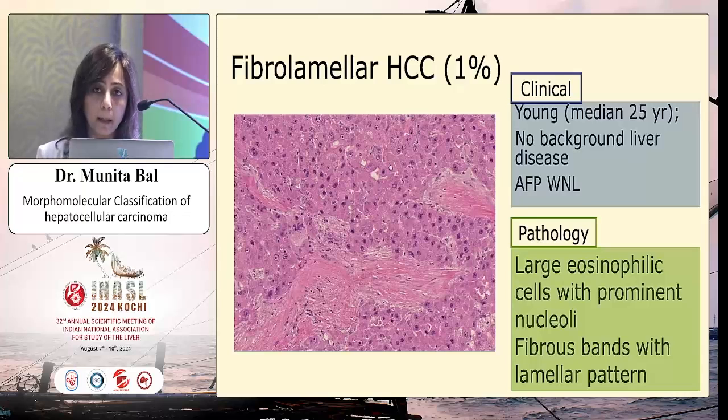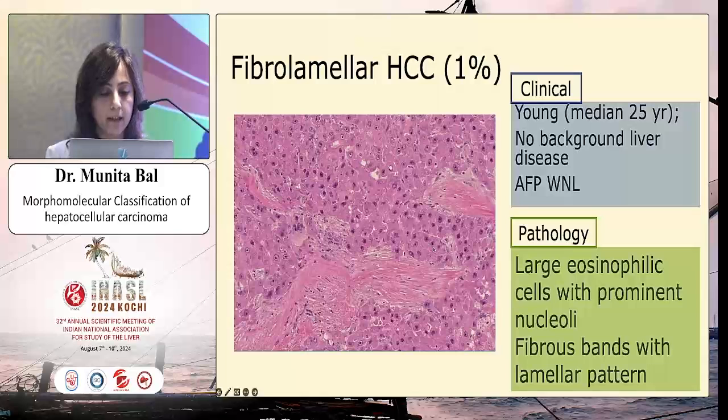So there are different subtypes, and now with the understanding of molecular biology, we have identified that these subtypes are morphologically and genetically very different from each other, and their clinical outcomes also differ. So within the same category of HCC, we have a fibrolamellar hepatocellular carcinoma, which we can morphologically recognize by the presence of large cells that are much larger and more oncocytic, and these have fibrous bands which have a lamellar pattern. So it has a very distinctive appearance that we can recognize.